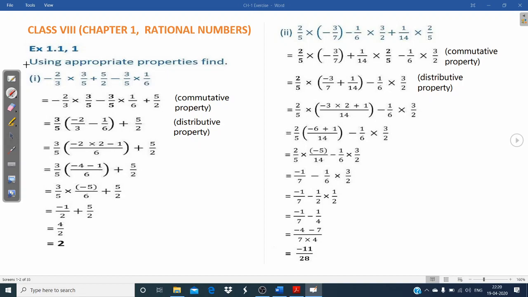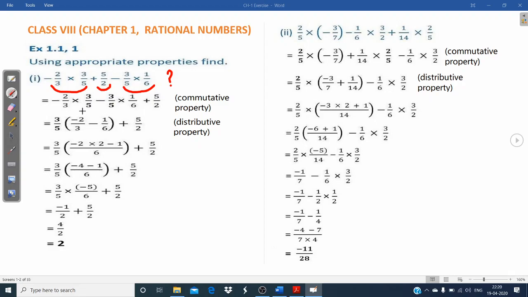Your first question is: using appropriate properties, you have to find the value of the given expression. Now in this given equation you can see different terms are present. So first of all, we will identify the total terms. This entire part is your first term. After plus, this will be your second term, and after the minus sign, this will be your third term. Plus and minus signs separate the different terms. Now our objective is to find out if any common term is there or apply any property.